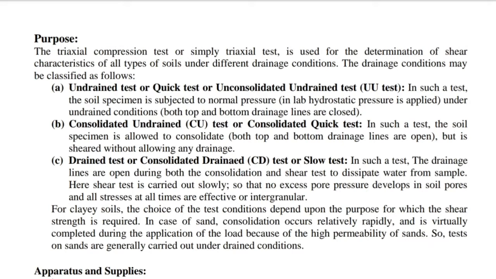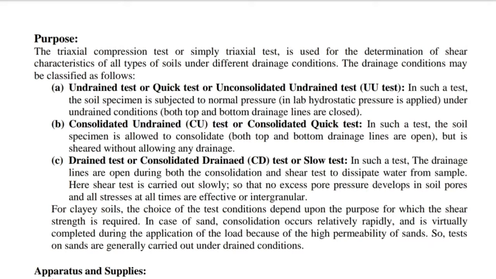B. Consolidated undrained (CU) test or consolidated quick test. In such a test, the soil specimen is allowed to consolidate. Both top and bottom drainage lines are open, but it is sheared without allowing any drainage.